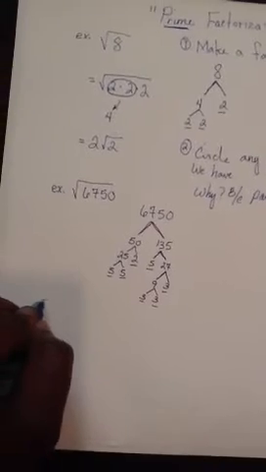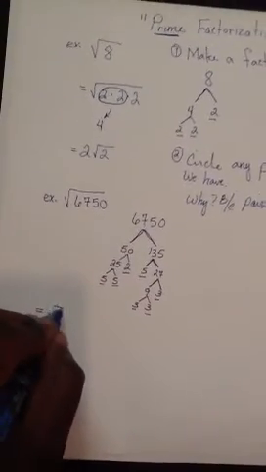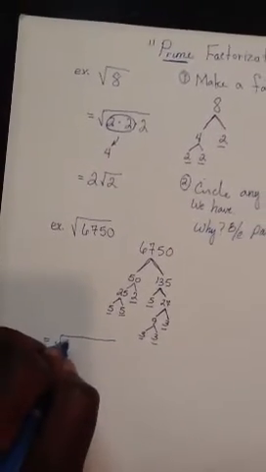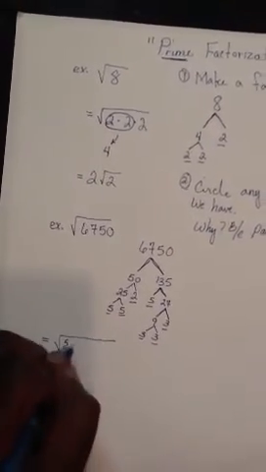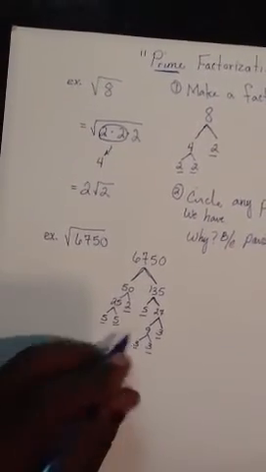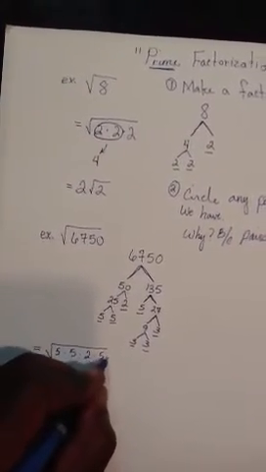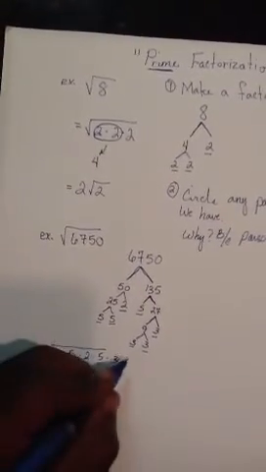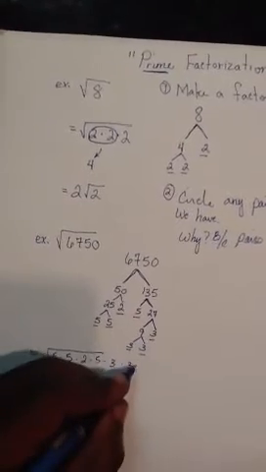So let me rewrite, making sure I go in order. So I have 5 times 5 times 2 times 5 times 3 times 3 times this last 3.